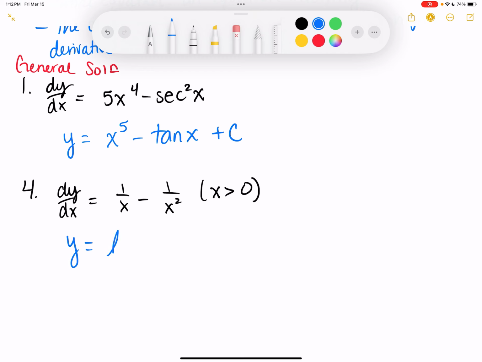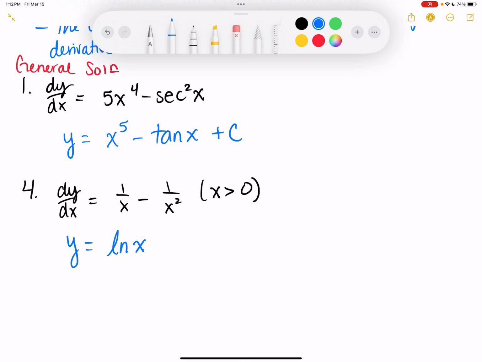ln of x minus ln of x squared. What's the derivative of ln of x squared? I'll give you a hint, it's not that. Yeah, I figured when you said that.